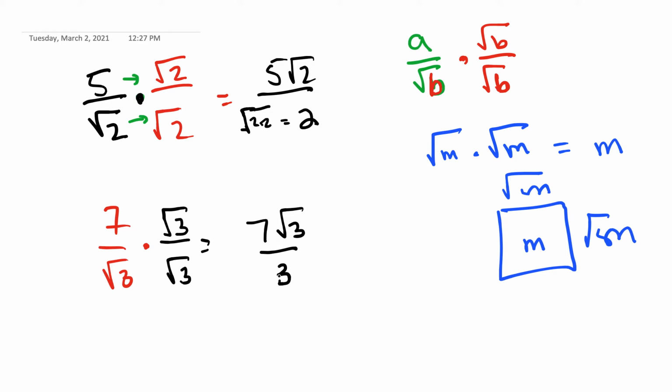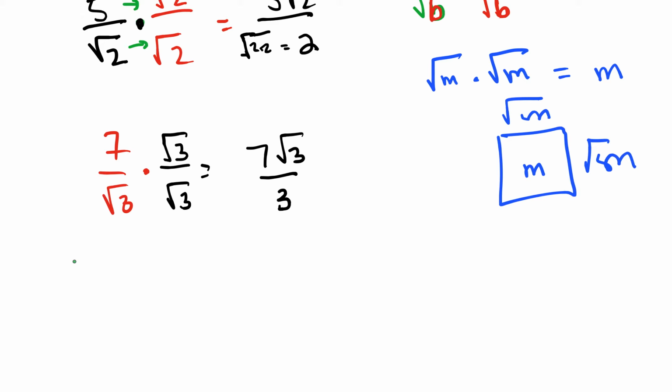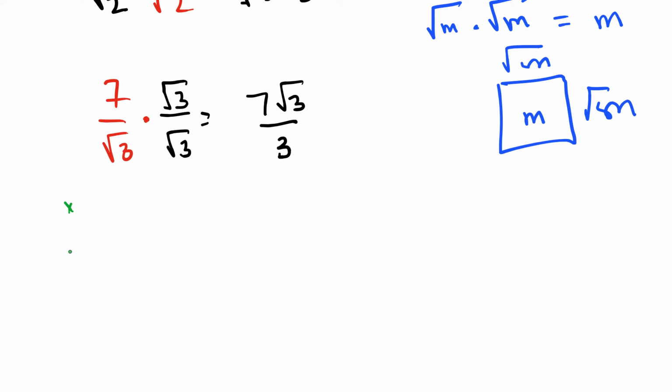Sometimes you'll have square roots that are bigger, or that have 2 factors in them, not just 1. So let's take a look at some variations or different types of examples that might be a little more challenging. One is when you could reduce it at the end. So let's say 10 over square root of 2.